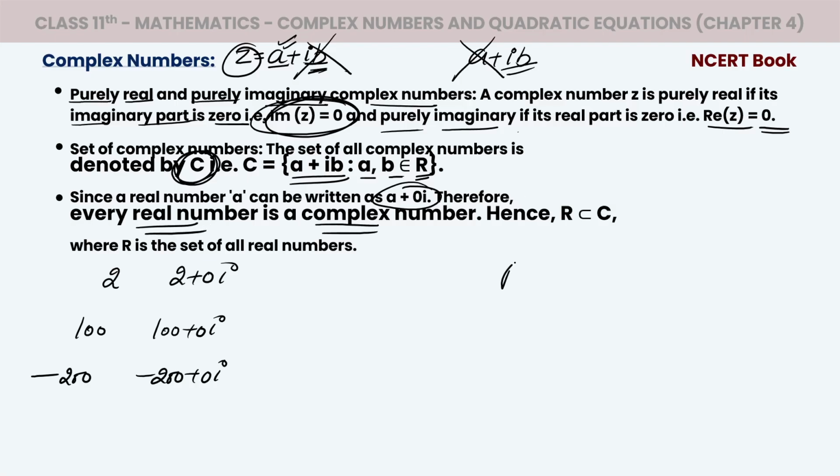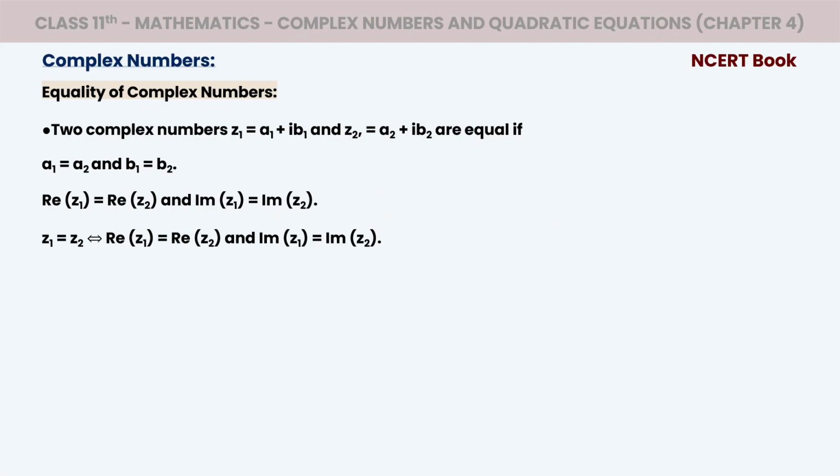So real numbers are contained in complex numbers, where R is the set of all real numbers and C is the set of complex numbers. So real numbers are contained in the complex numbers. Clear friends? Now let's see how to equate complex numbers.